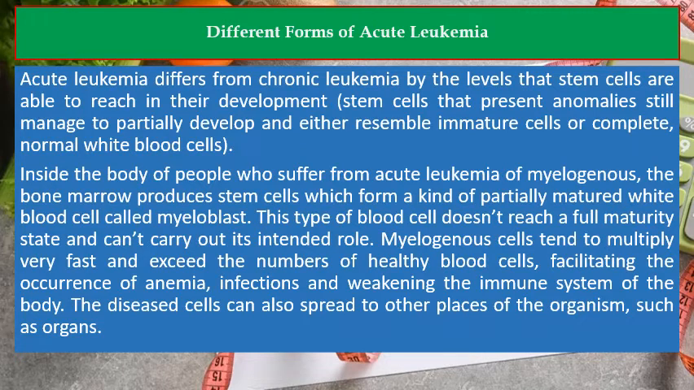Inside the body of people who suffer from myelogenous acute leukemia, the bone marrow produces stem cells which form a kind of partially matured white blood cell called myeloblast. This type of blood cell doesn't reach a full maturity state and can't carry out its intended role. Myelogenous cells tend to multiply very fast and exceed the numbers of healthy blood cells, facilitating the occurrence of anemia, infections and weakening the immune system of the body. The diseased cells can also spread to other places of the organism, such as organs.